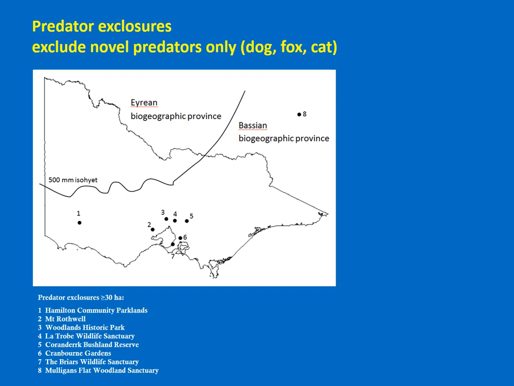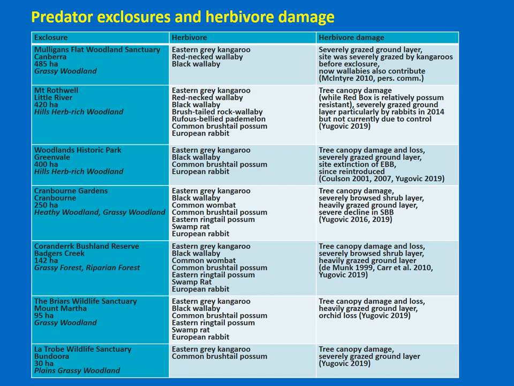The herbivores are physically controlled, and that enables the eastern barred bandicoot population to thrive there. But the others haven't consistently controlled herbivores, so we do see the effects of herbivore overabundance. And this is a summary of the herbivore damage. We haven't got time to go through it, but you will find all of this in the VicNat paper and indeed the web paper.